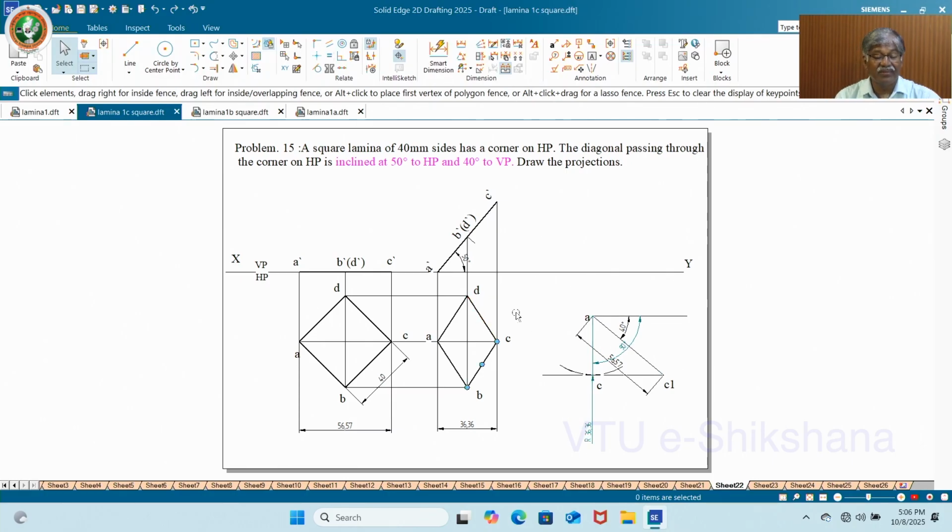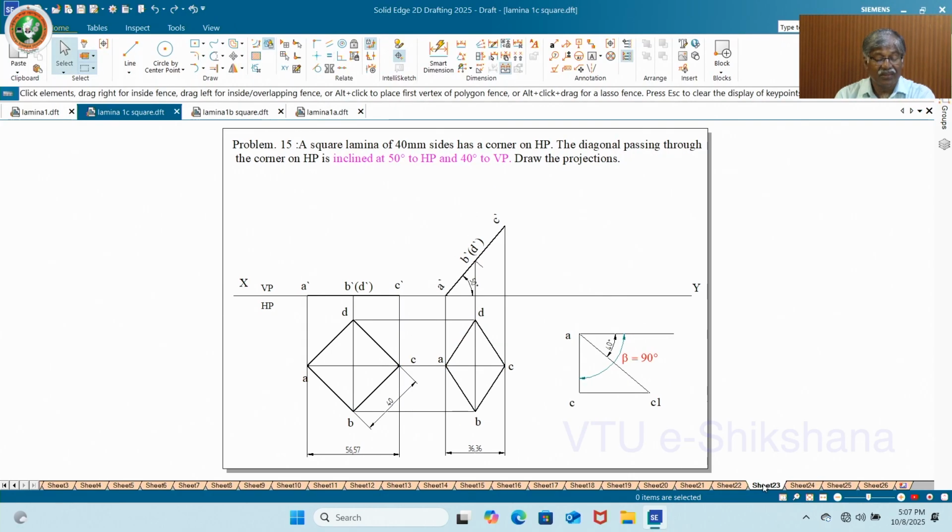Now what I have done, same thing: 50 degrees to HP and 40 degrees to VP. The 40 degree inclination I have done. I have taken true length, 56.57, as in the previous problem. Now this is the apparent length, I got 36.36. I have drawn an arc. It is just like a tangent; this arc and this line are tangent. Definitely it's interesting. If you make a small mistake, you never get this. It will be above or below, and you will get some value of inclination less than 90 or more than 90. You never get it exact, so we must do it carefully.